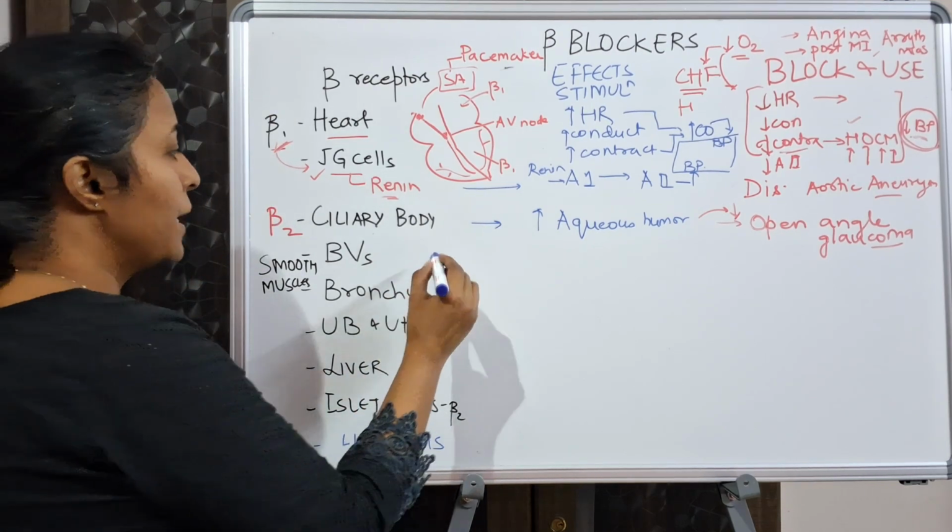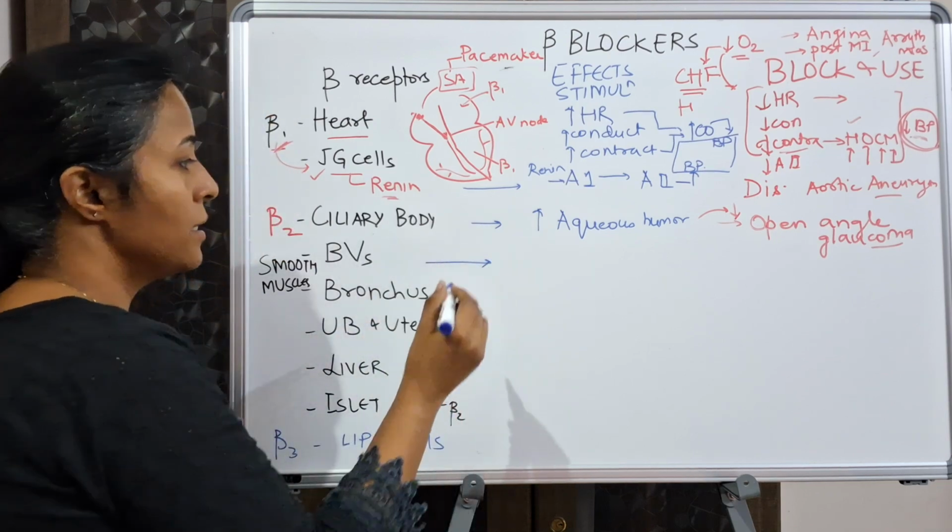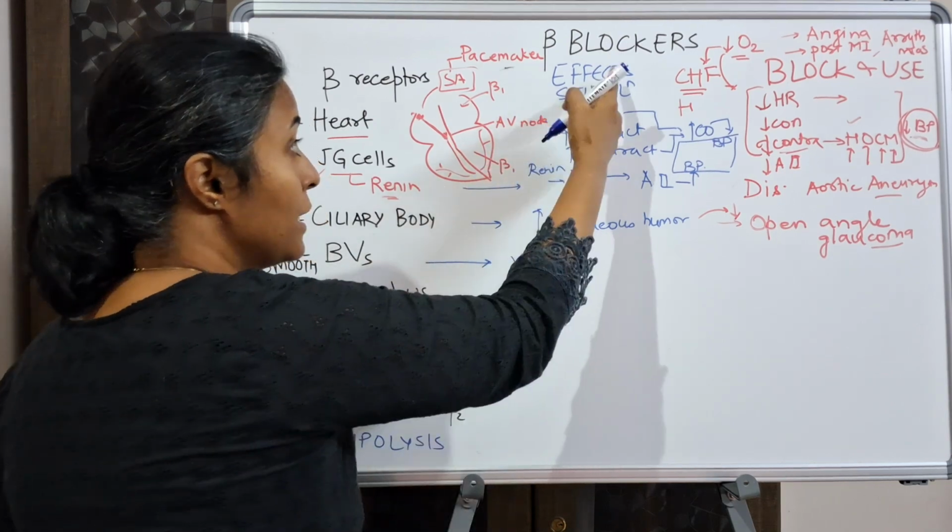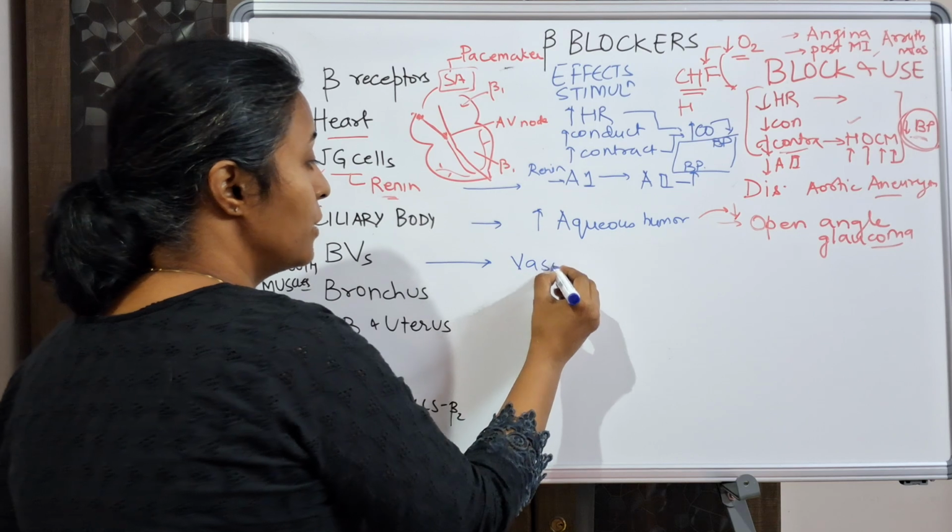Next, in the blood vessels. In the blood vessels, beta 2 stimulation leads to vasodilation.